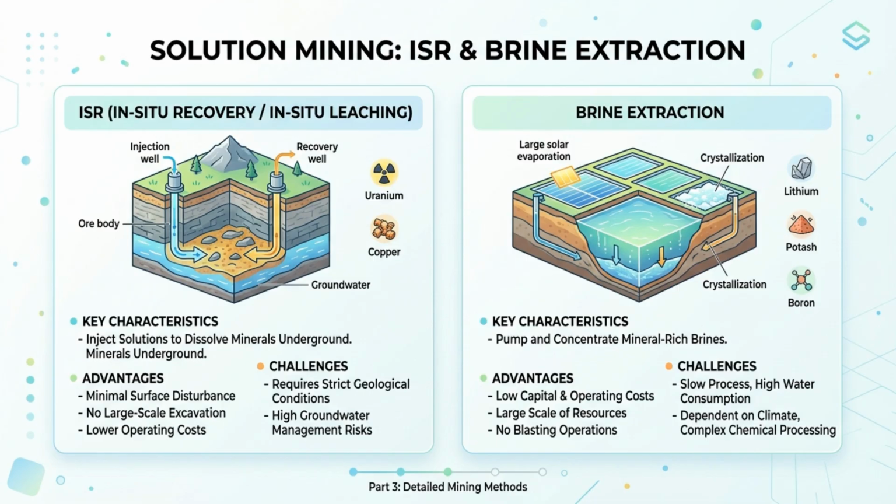This slide explains two solution-based methods, in situ recovery and brine extraction. ISR injects solutions underground to dissolve minerals in place, then recovers them through wells. It is most commonly used for uranium and sometimes certain copper settings. Its main advantages are lower surface disturbance and lower excavation requirements, but it requires suitable geology and careful groundwater control. Brine extraction is used for minerals like lithium, potash, and boron. It can offer low operating costs and very large resource scale, but it is often slow, water-intensive, climate-dependent, and chemically complex. These methods are very different from conventional hard rock mining.